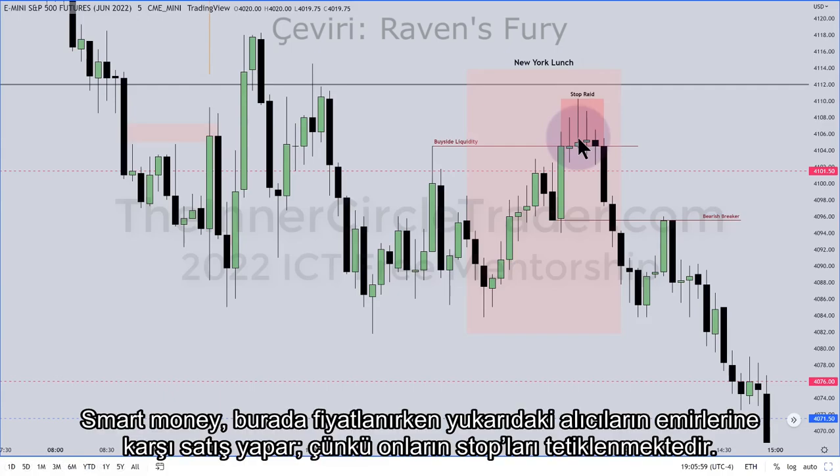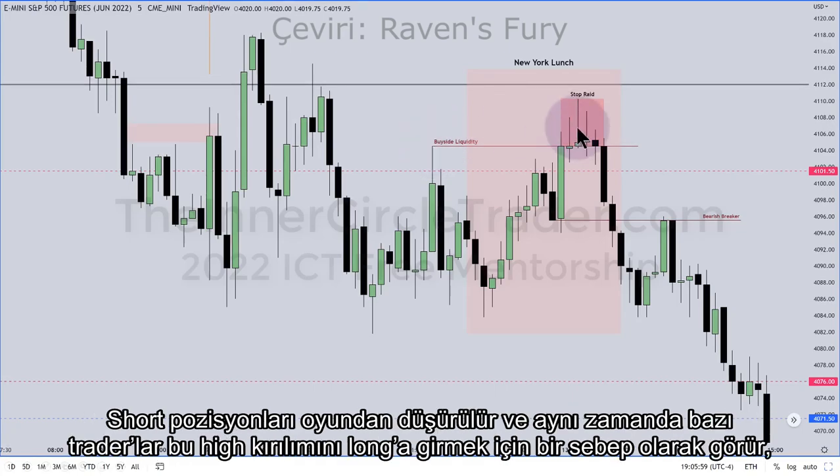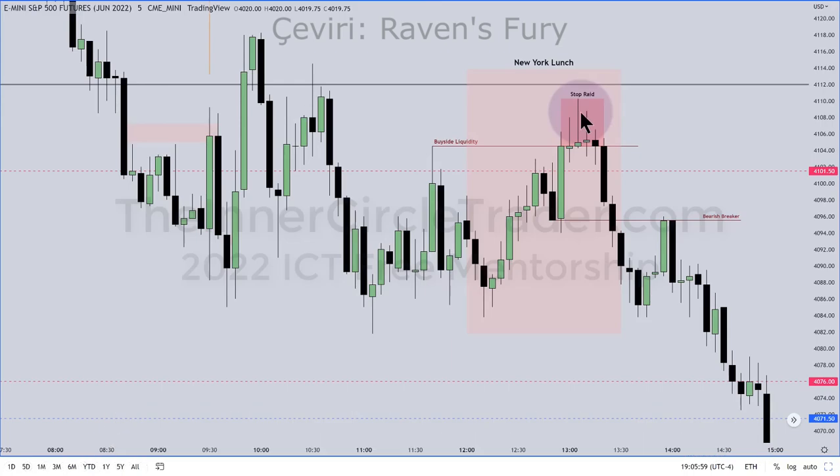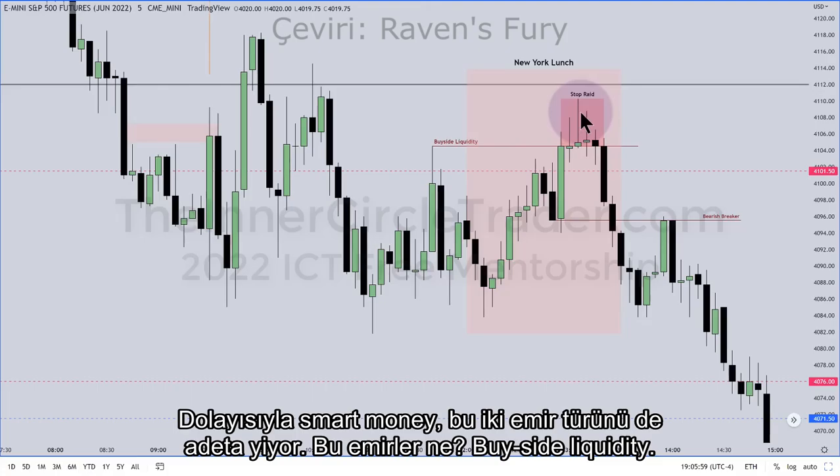Smart money will go in and sell to those buyers that their orders will be resting above here. So their stops are being tripped. Their short position is being knocked out. And conversely, there are traders that would see that high being broken as a means of getting long, and you have a buy stop that would trigger them getting in on a breakout. So smart money is cannibalizing those two types of orders.